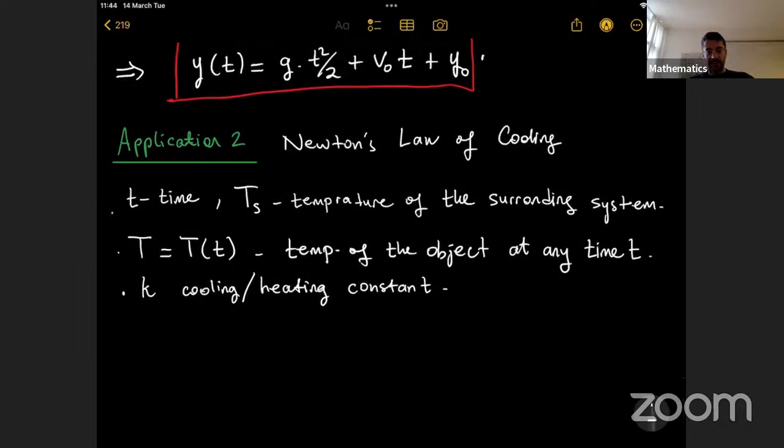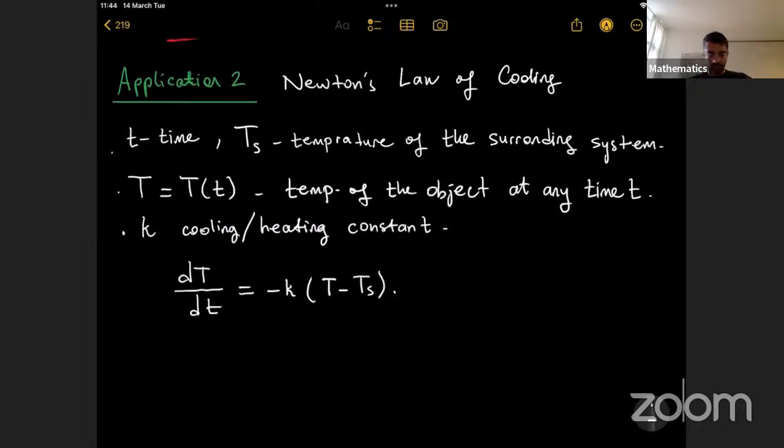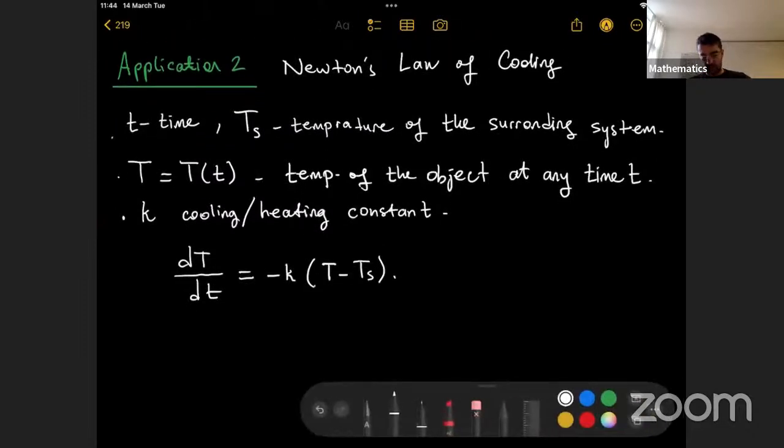Then Newton's law of cooling says you can find the temperature of the object by using this first order differential equation. The derivative of T is equal to minus K times T minus Ts, okay? It's a separable equation, as you see here, so we can solve this equation easily. Let's do an example.